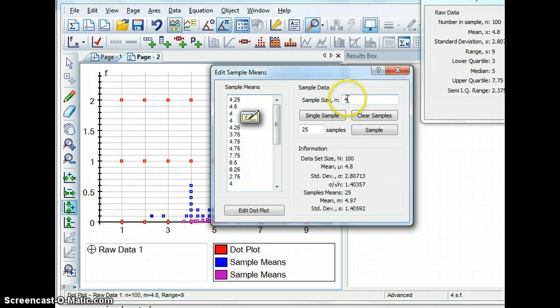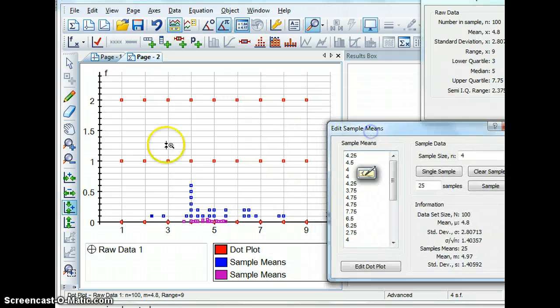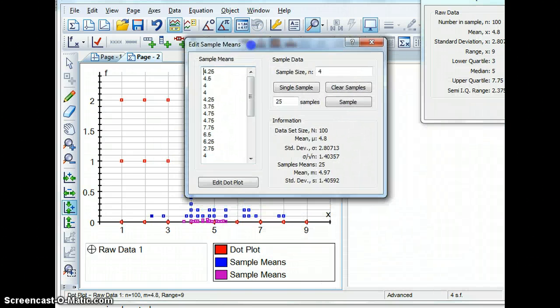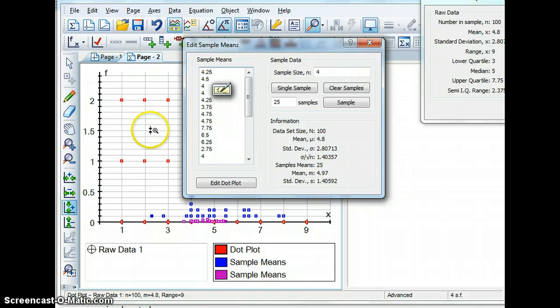Actually, it wasn't even 4 at a time. No, I'm sorry, it's random samples. It just takes 4 of the red numbers, finds their average, and I did that 25 times around the set of red. It gives you all the different means I got, and you notice they're all divisible by quarters because I did 4 at a time. The mean of all of those is 4.97.